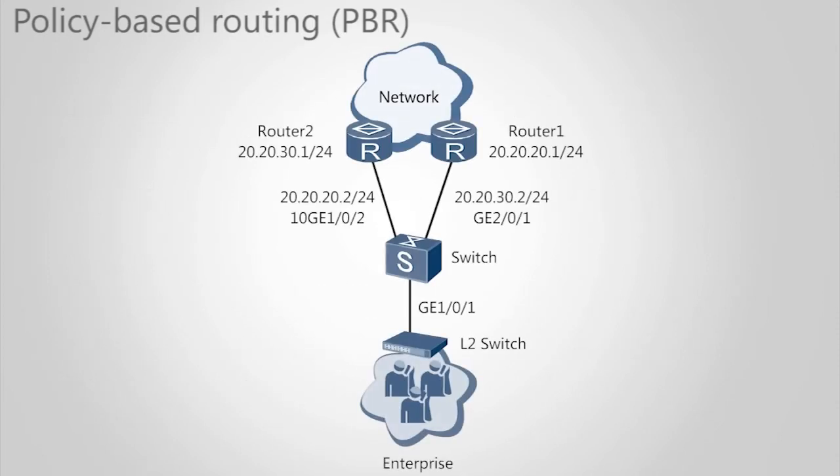A switch connects an enterprise to a carrier network. The switch is connected to the internet through two links: a 1G link with the gateway 20.20.20.1/24 and a 10G link with the gateway 20.20.30.1/24. The enterprise requires that high-priority packets be guaranteed bandwidth. The 10G link is configured to transmit only high IP priority packets, such as those with priorities 4, 5, 6, and 7. The 1G link transmits low IP priority packets. This configuration guarantees high bandwidth for high priority packets.